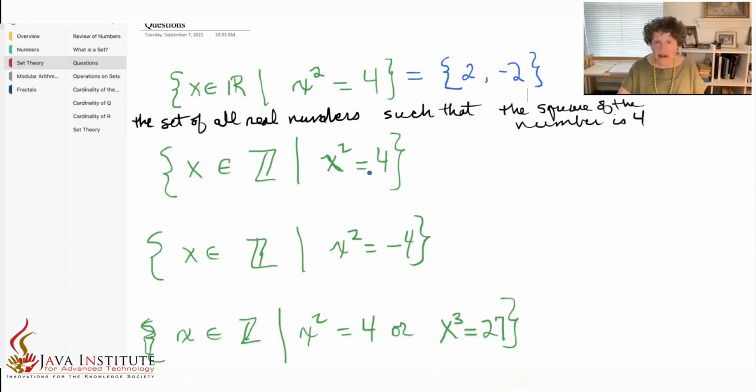Now the second one, well, it really didn't matter whether I was talking about real numbers or integers. And so I get 2 and minus 2. The answers are exactly the same.